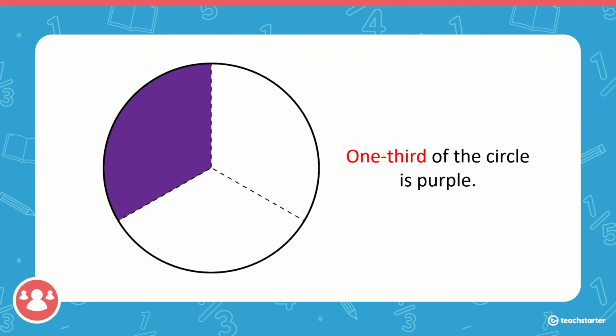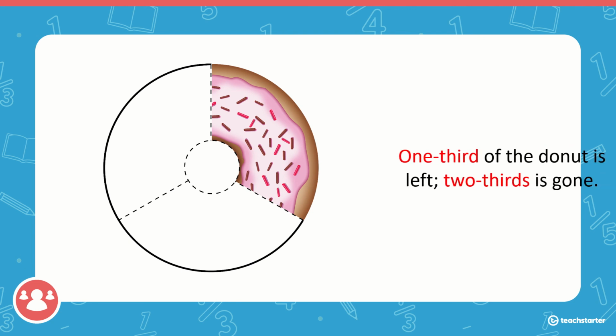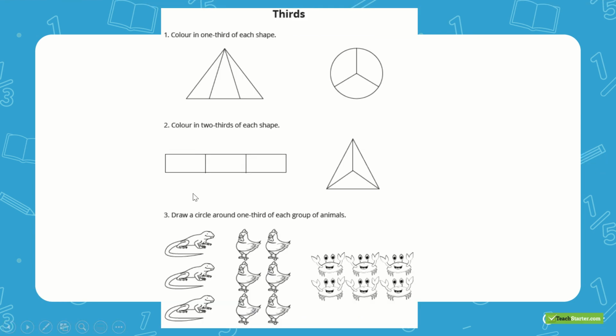So 1/3 of the circle is purple, 2/3 of the circle is white. Same with this donut. So 1/3 of the donut is still there, and 2/3 have been eaten. All right, do this with me.